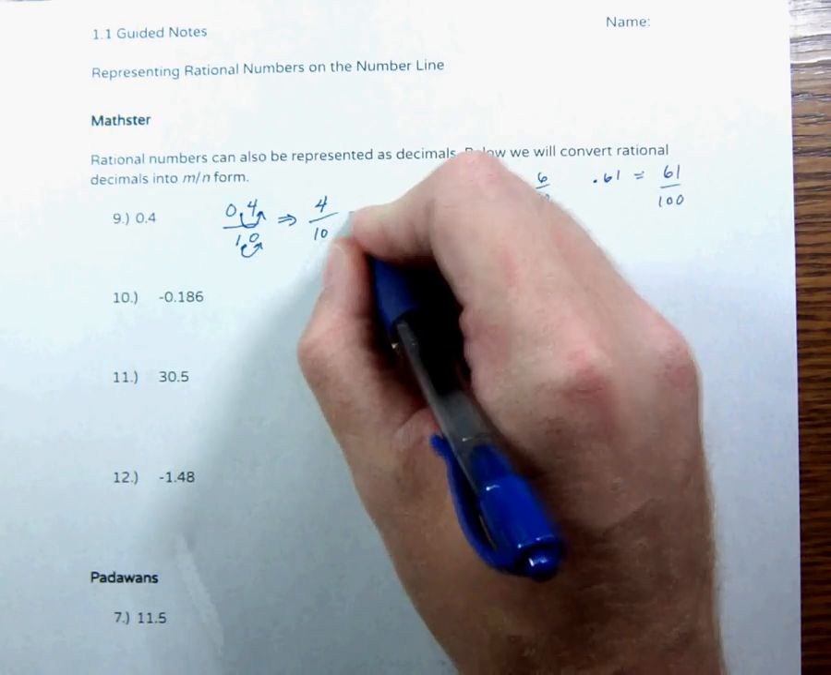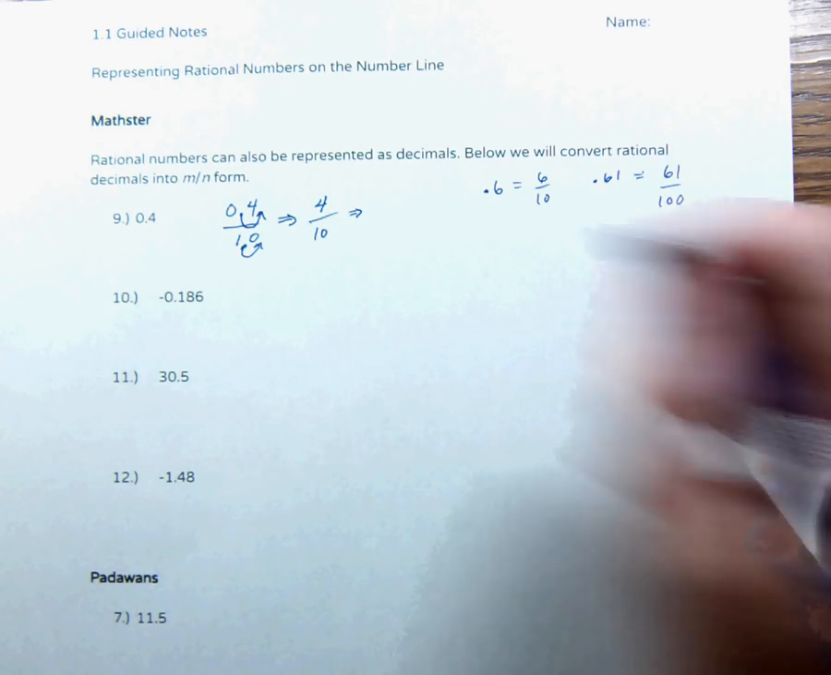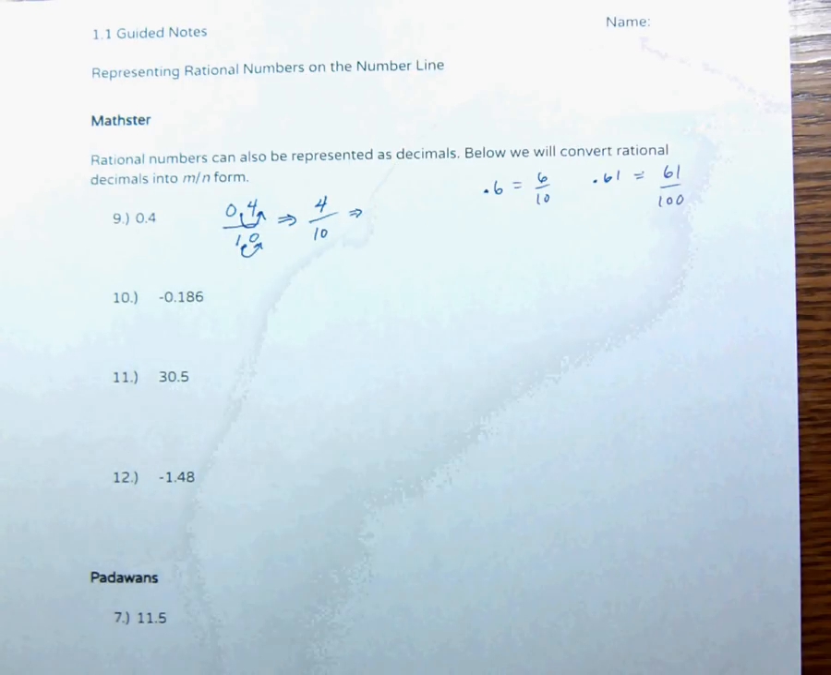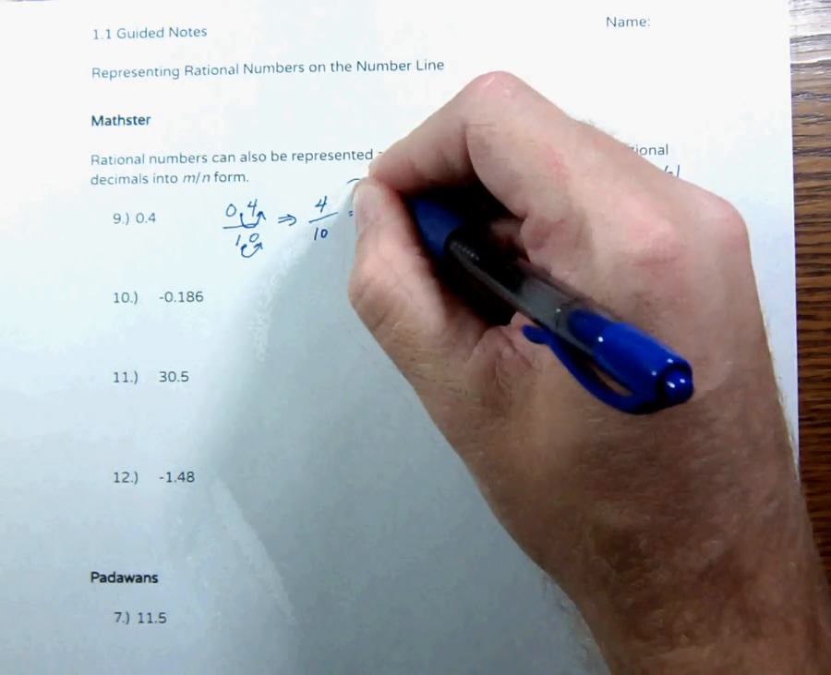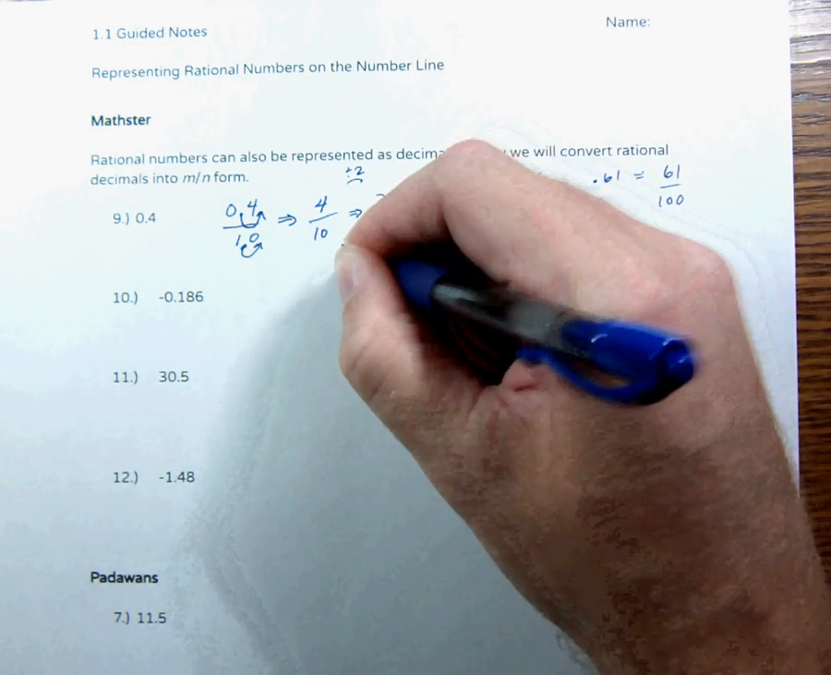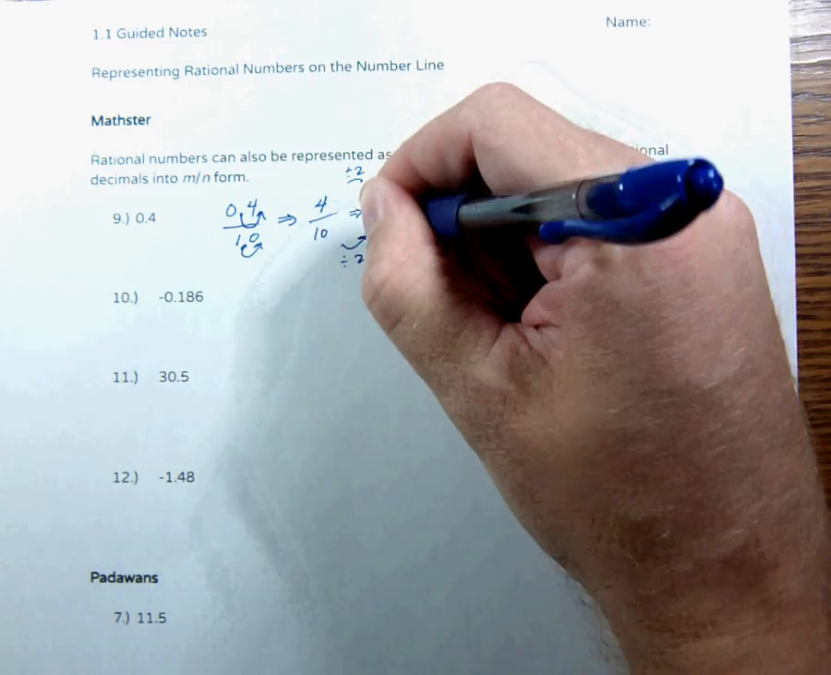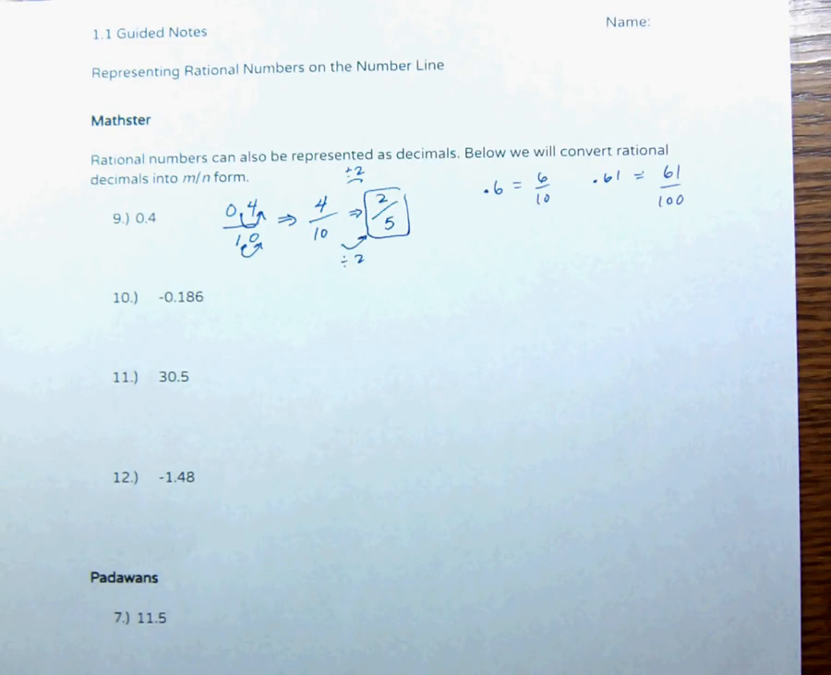Now, that's fine. The only thing is, this is a math class, and I do expect you to simplify the fraction. So 4 over 10 can be simplified. I can divide both 4 and 10 by 2. 4 divided by 2 is 2. 10 divided by 2 is 5. So this becomes 2/5.